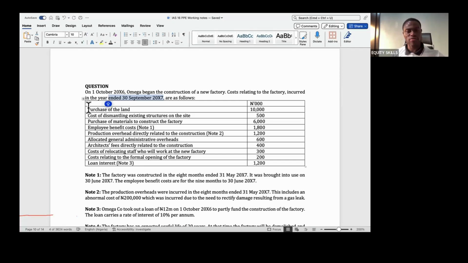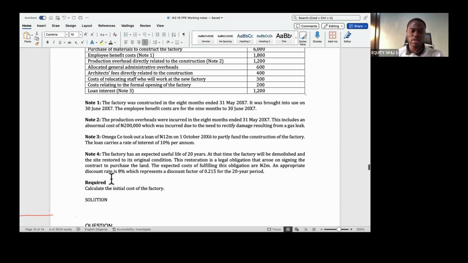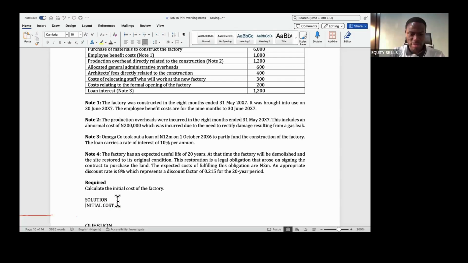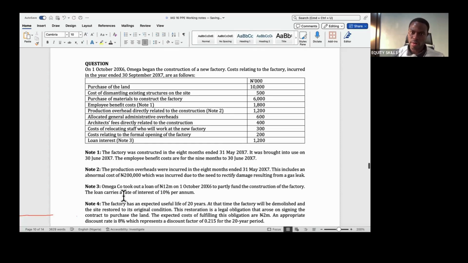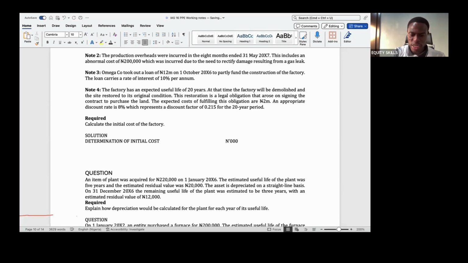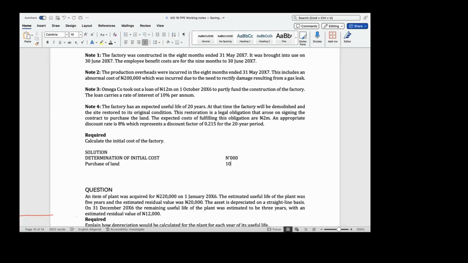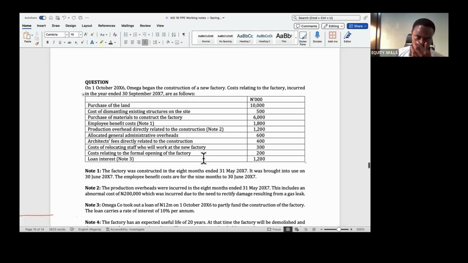So the first one is the purchase of the land. Should that be capitalized? Yes, sir. It should be capitalized. Okay. So determination of initial costs: as we are deciding it, we can be putting it there. We said purchase of land. How much was it? 10,000 naira. We said it should be capitalized.